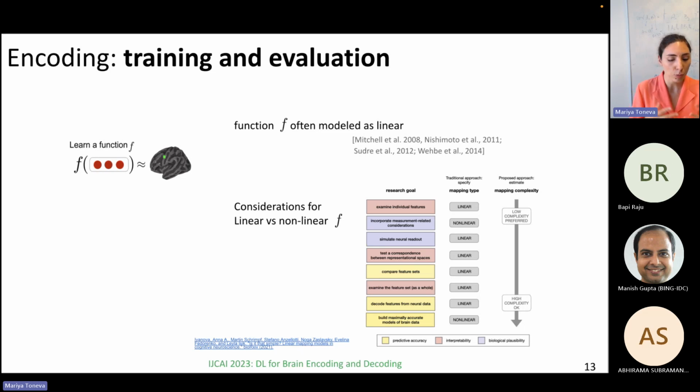And what we have seen in our work, and a lot of other works have shown this as well, is that a linear model is sufficient to show a significant correspondence between these representations from the models and the brain. And it is at the end the simplest model we can use. So a lot of the work that I'll present today actually makes this linear assumption. But I did want to mention that there are people who are thinking about nonlinear functions f.